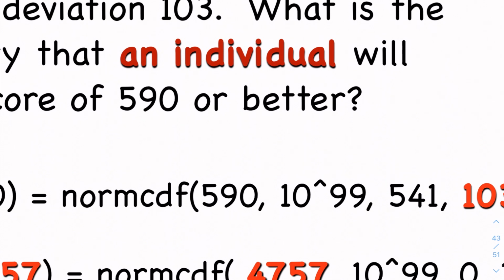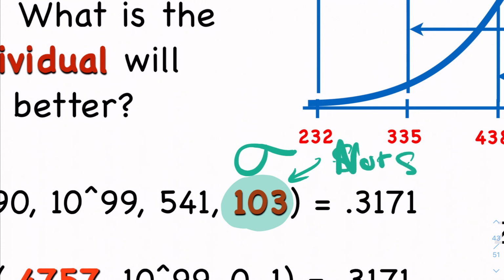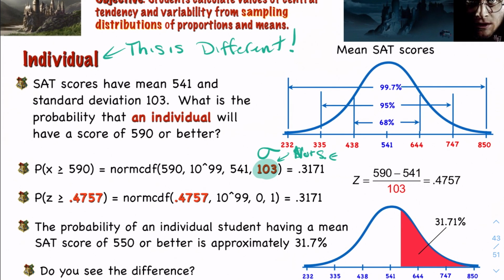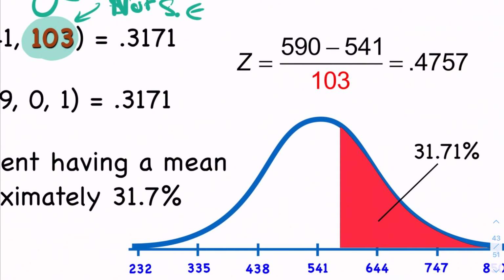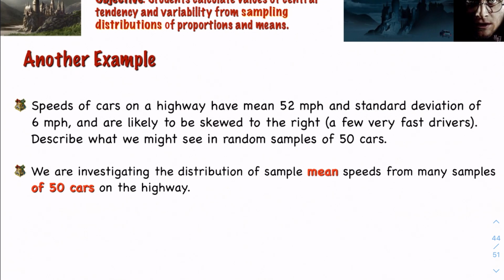Normal CDF, 590 to infinity, comma 541, comma the standard deviation. This is not standard error. And we get a probability of 31.71%. Note, our distribution is different for individuals than samples. So the probability of an individual student having a mean SAT score of 590 or better is approximately 31.7%. Do you see the difference between sample distribution and individual distribution?